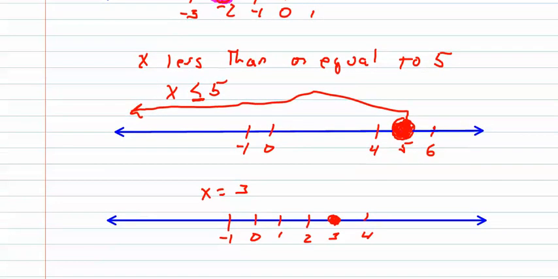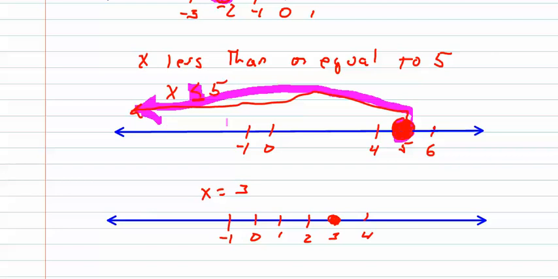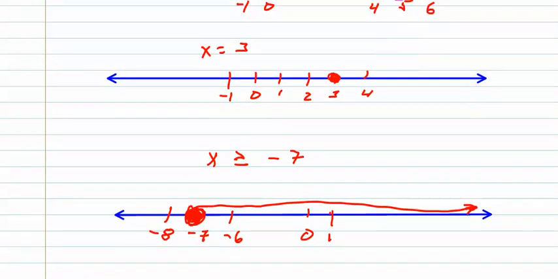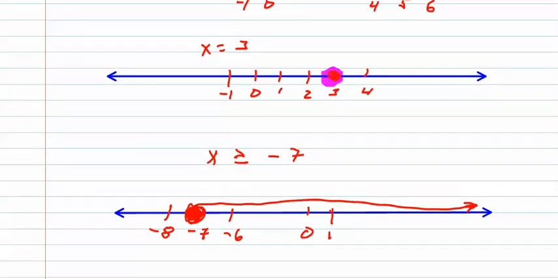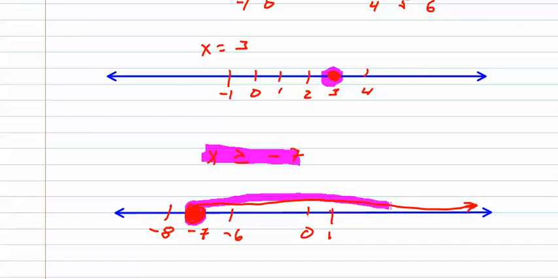If we're talking about less than or equal to, we have a line underneath the inequality symbol. Less than or equal to 5. We fill in the circle, and then we go to the left. If we're equal, it's just a dot, if you will. And if x is greater than or equal to 7, equal means we fill in the dot. Greater than means we go to the right.